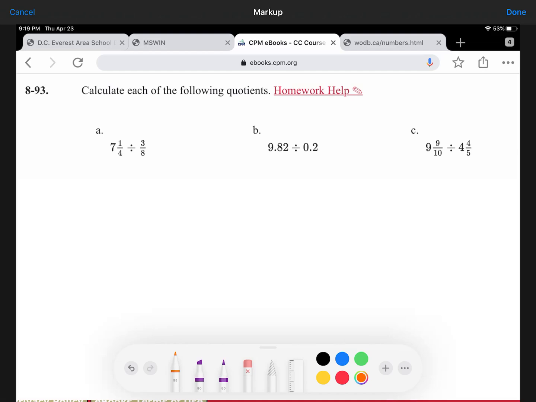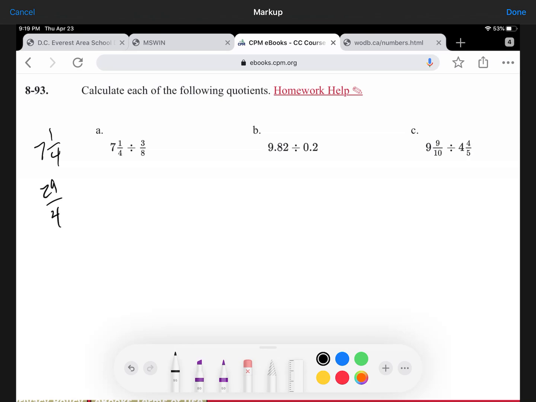This is an explanation for 893, fractions and decimal division. For the very first one, in A, whenever we do the fraction division, we definitely want to make those fractions greater than 1. So the 7 and 1/4 is 29/4.